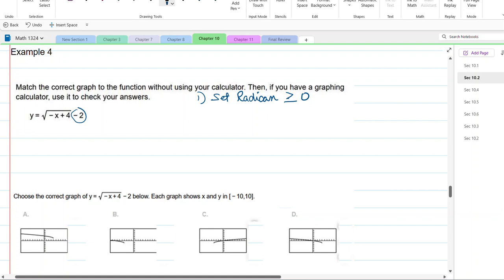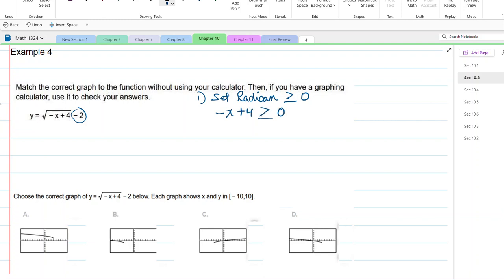And that's my job. I know we can just stick it in the calculator and probably get a very good answer. And I'm going to get to that. But I want you to know. So negative x plus 4 has to be greater than or equal to 0. I'm going to subtract 4. Negative x is greater than or equal to negative 4. Now, there's a rule.